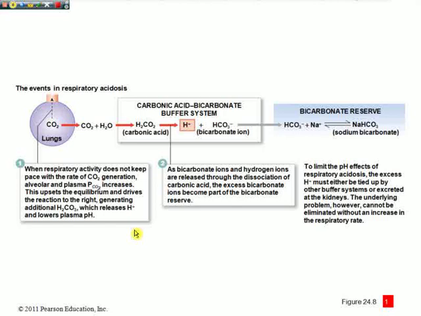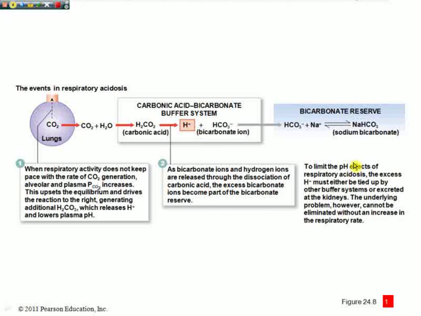In this figure, you see the events in respiratory acidosis. When you have an increased CO2, then that kicks into this equation. CO2 will bind with water, producing carbonic acid, dissociate a hydrogen ion and bicarb ion. As these are released, the excess bicarb becomes part of the bicarb reserve. Okay, the bicarb reserve is here, so the bicarb can join with the sodium to form sodium bicarb.